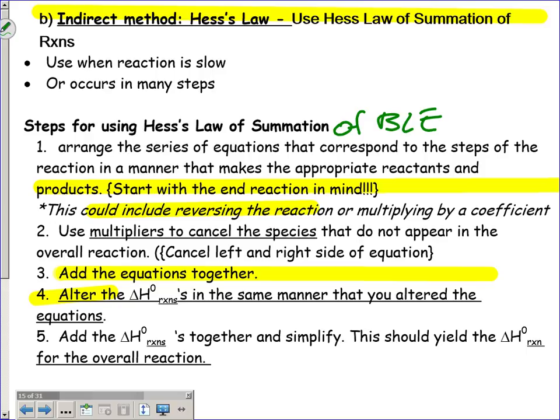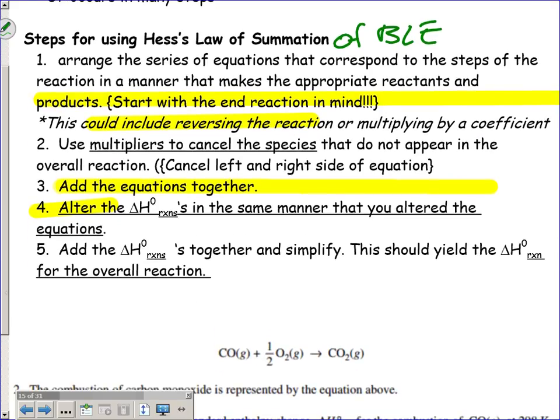But you can manipulate reactions. You can flip them, meaning reverse them. If you reverse a reaction, you've switched the sign of delta H. So if a reaction in the forward direction was originally endothermic and you flipped it, what have you done to it? You made it exothermic. If you multiply every coefficient by 2, you do exactly the same thing to delta H: you multiply delta H by 2.